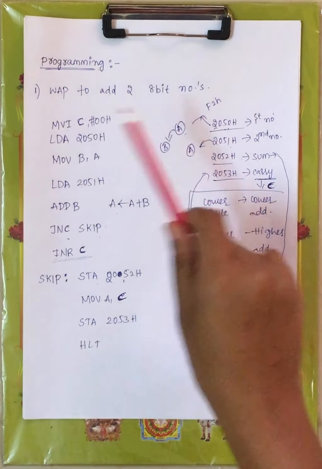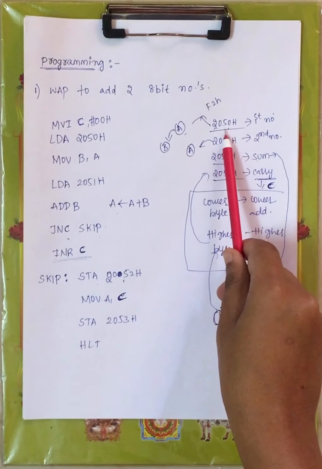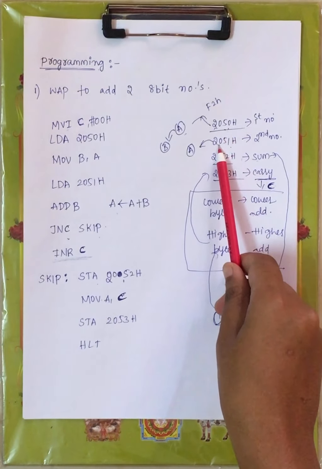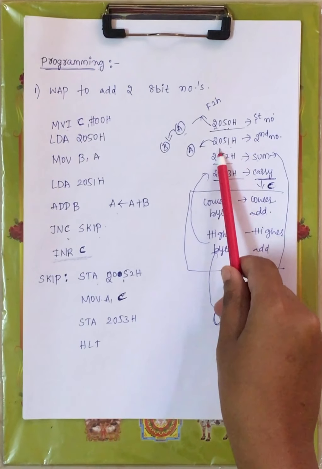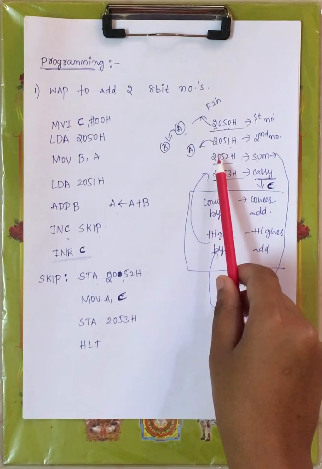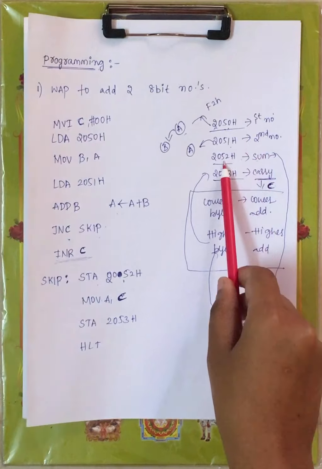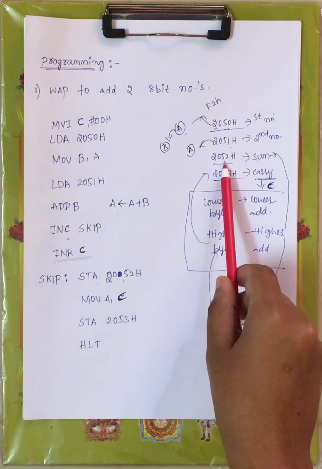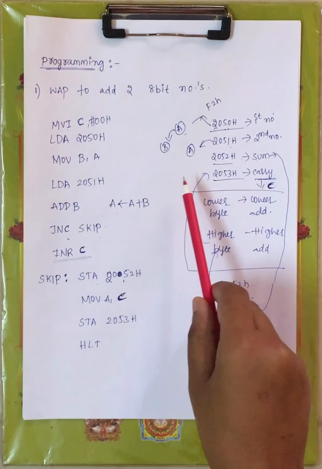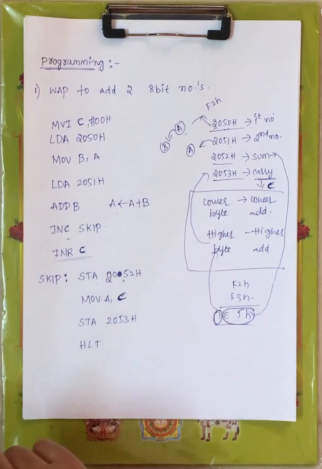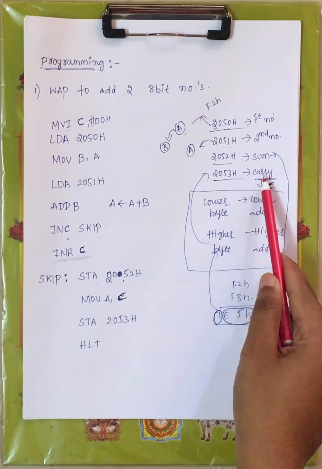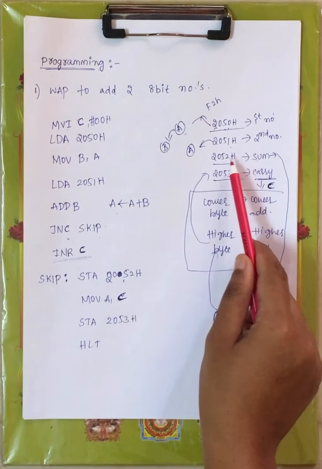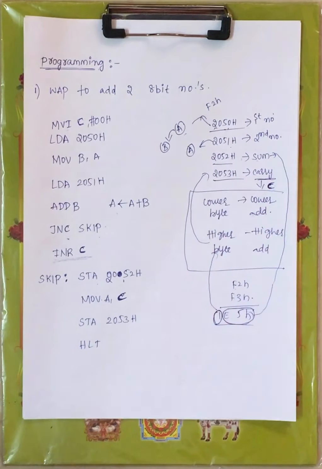Now in order to add two 8-bit numbers, let us assume the first number is stored under 2050h and the second number is stored under 2051h, right? Now I have to store the sum under memory location 2052h. Next, the carry I have to store under 2053h, right? Now why can't we store the carry under 2052h and the sum under 2053h?